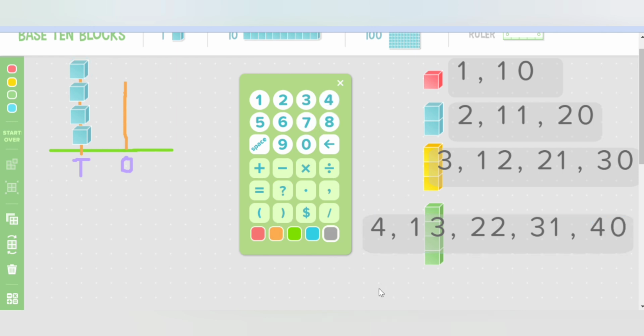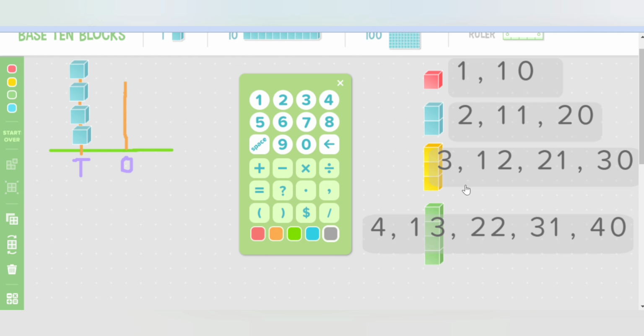So here are the final numbers. Look at the numbers which I have made from one counter, that is 1 and 10. And with two counters, the numbers which are made are 2, 11 and 20. And then with three counters, the numbers are 3, 12, 21, 30. So what can we see here? These are the questions which we do ask the students.